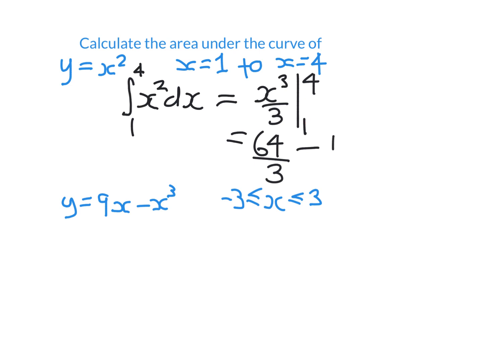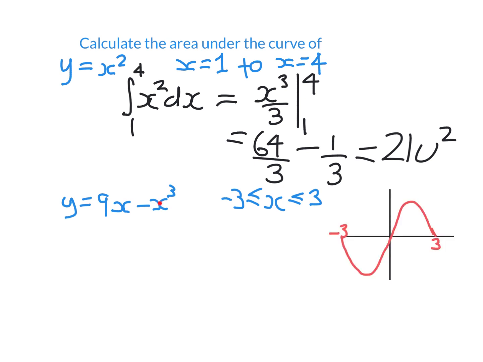So that'll just be 1 on 3. I get 64 over 3 minus 1 over 3, 21 units squared. Now let's look at finding the area under the curve of y equals 9x minus x cubed between these values, which is actually a bit more complicated.